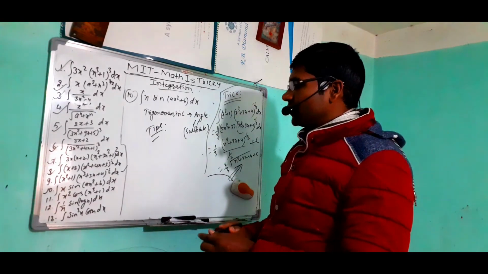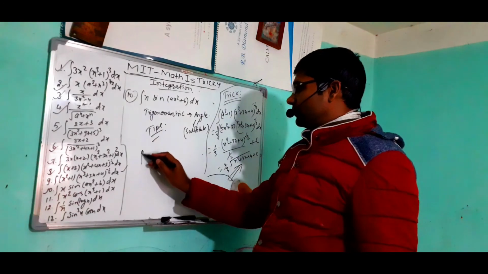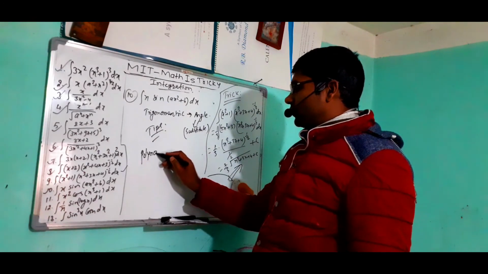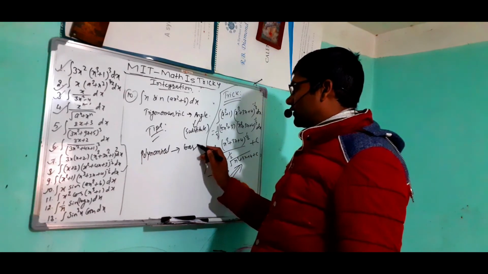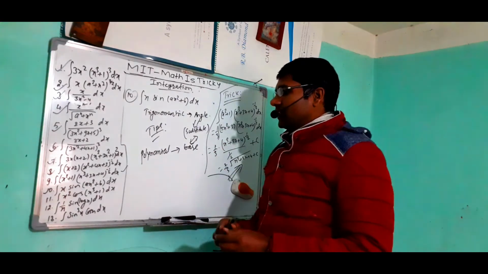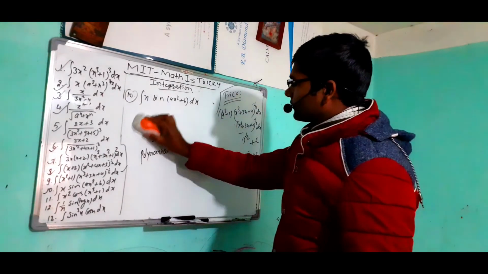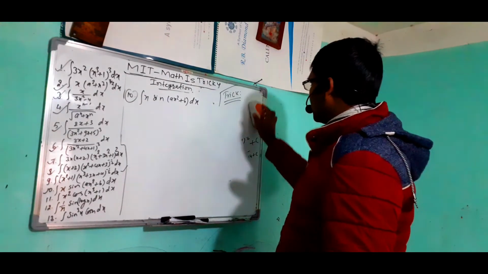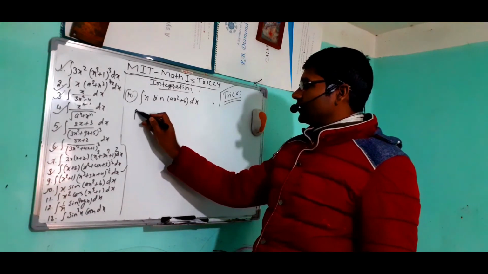In case of a polynomial, we'll substitute for the base. For a polynomial, substitute for the base. This is going to help you, and in this way you can solve the problem in an easy way. Now let's see the substitution method, and then again I'll be sharing the trick also for this.